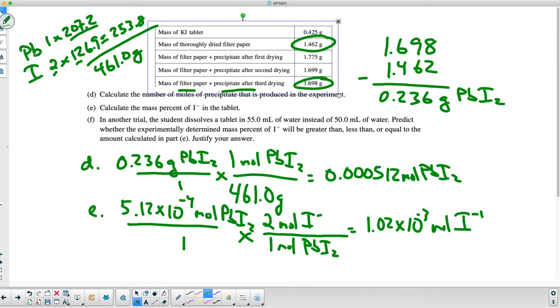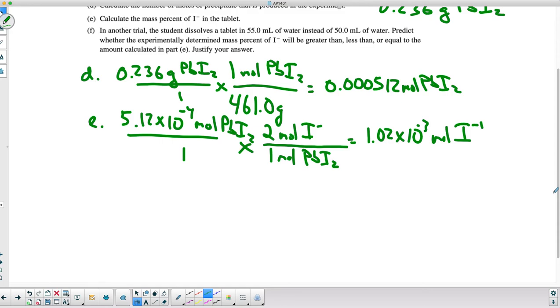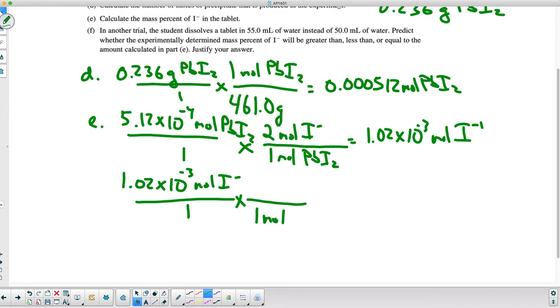Excellent. So far we're in good shape. We're not finished with the actual conversion yet. We're not finished doing the math, but at least that gets me to the number of moles of just iodide. So I start off again like this, 1.02 times 10 to the negative third moles of iodide, and what I'm looking for are the grams of iodide, because I actually have the mass of the tablet. So 1 mole of iodide is the same as 126.9 grams of iodide. When I multiply those two, I get just over 0.1 grams of iodide.